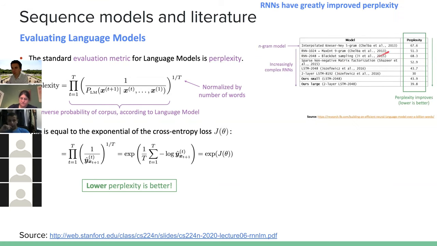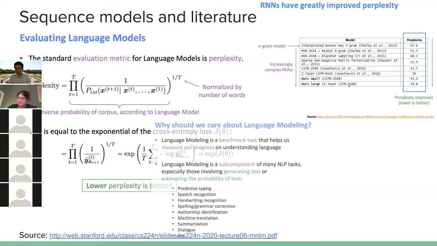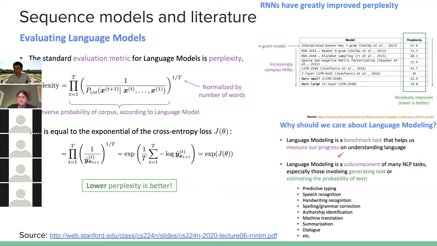And here are some papers from 2013 all the way to 2016. You can see that the n-gram models, from the pre-deep learning era, had about 67 perplexity. Again, this is not a percentage, this is just a number. Then using an RNN, a one-layer RNN achieved 43 perplexity. A two-layer RNN, like a stacked LSTM, got 30, and a small LSTM or a large LSTM, 39. That was back in 2016. Where can you use language modeling?